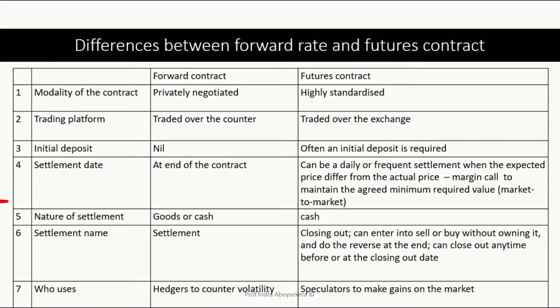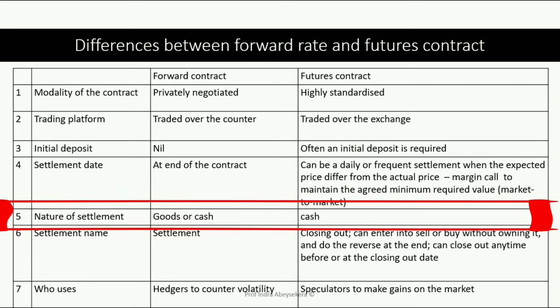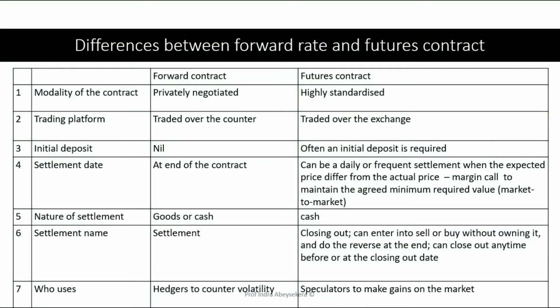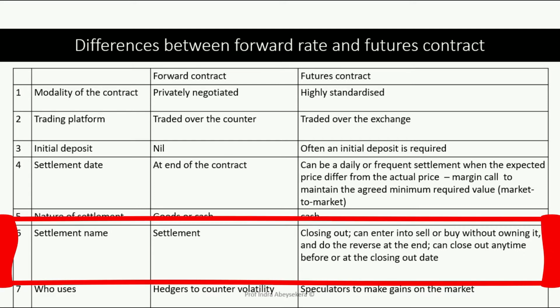The fifth is the nature of settlement. When it comes to a forward contract, it could be goods or cash. In the futures contract, it's cash. The settlement name, for a forward contract, is settlement, whereas for a futures contract it's called closing out.